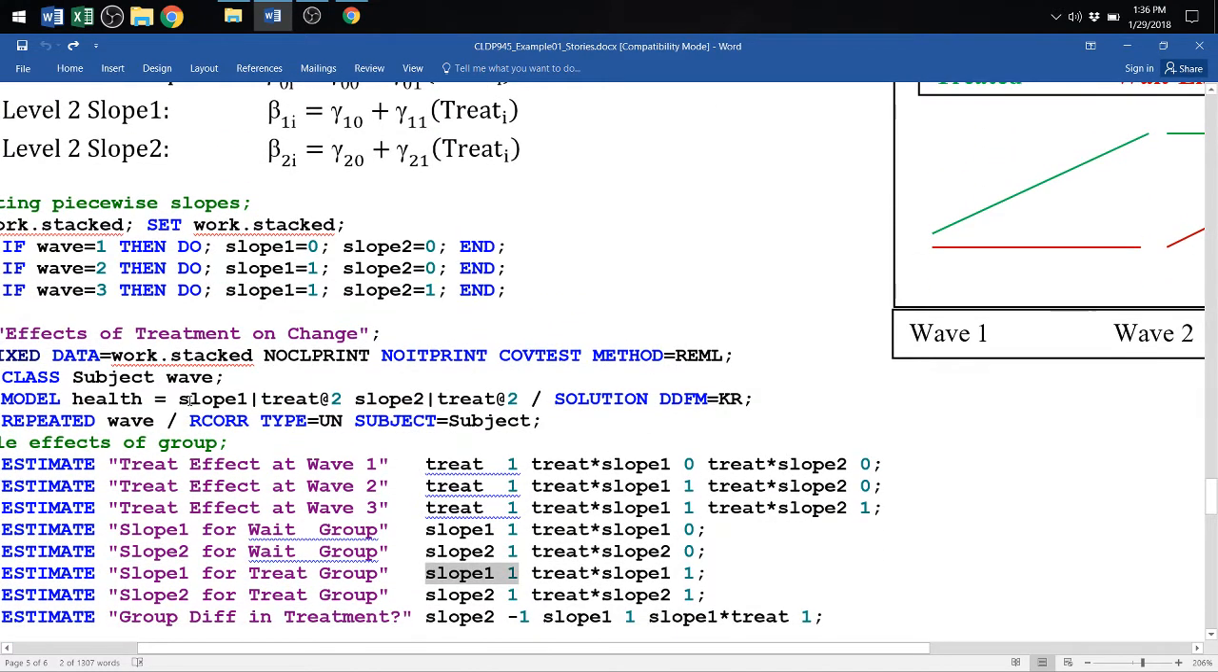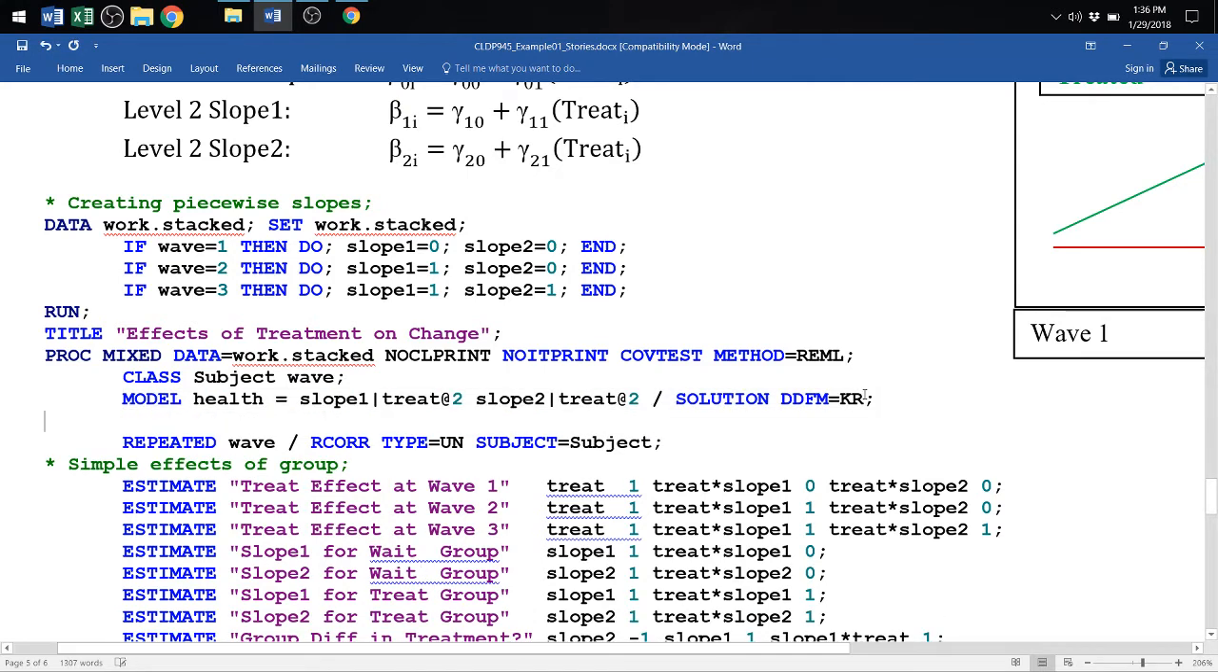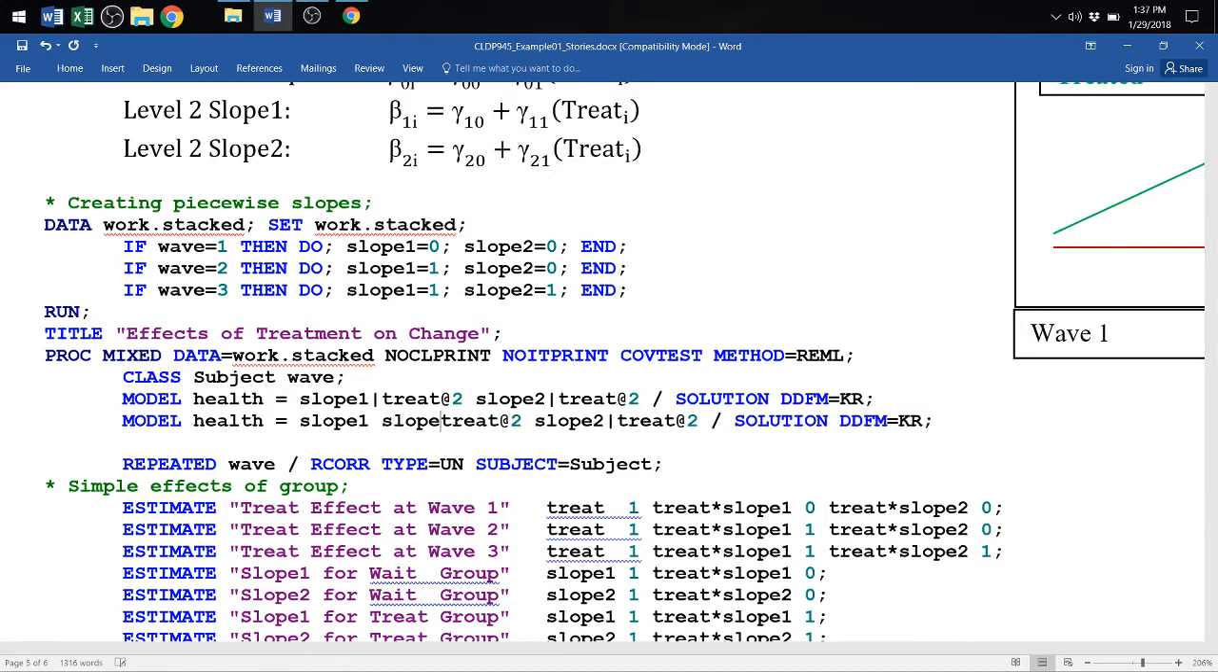Yes. So let me write it out the long way. That might be a little more intuitive. So the bar, that allows us to ask for main effects and interactions in one shot. So if I go like this, slope 1 times treatment, slope 2 by itself, and slope 2 times treatment. That's what it looks like. So I'm saying that when treatment is 1, we're talking about the treated group as opposed to the waitlist control. Waitlist control is the 0.